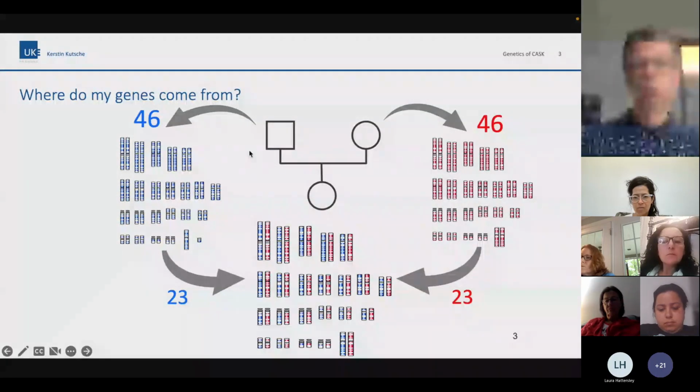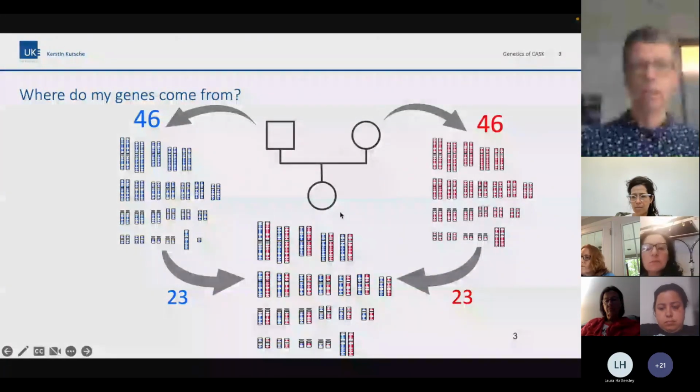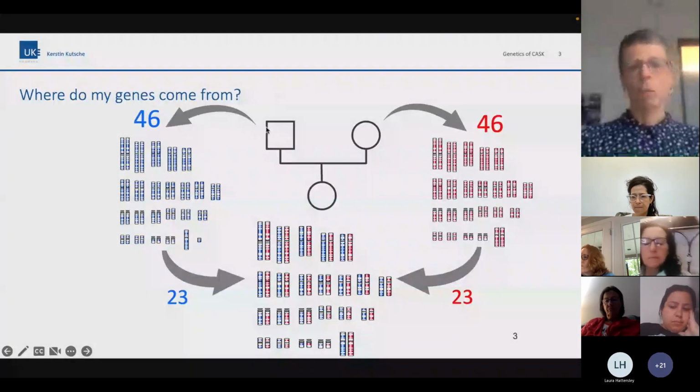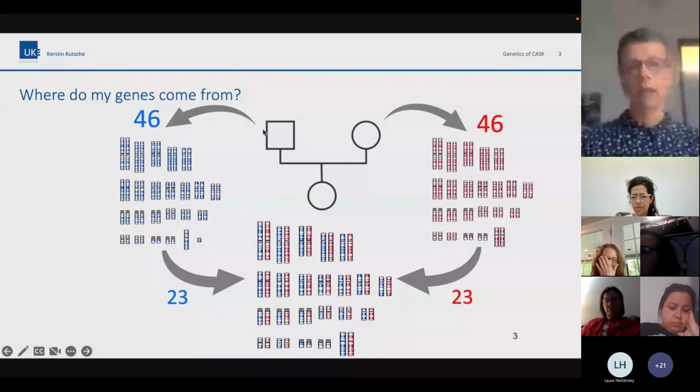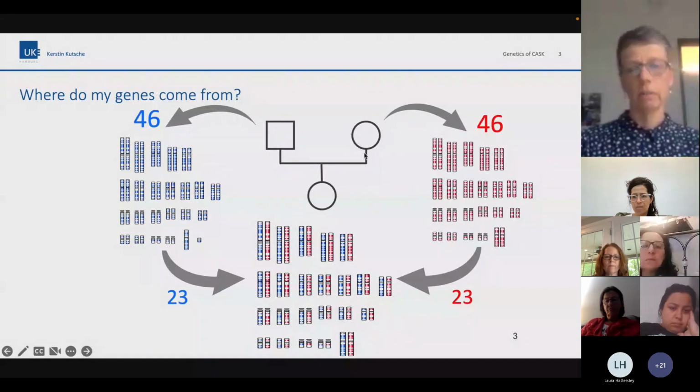And what you can also appreciate here is a pedigree, and this is actually what human geneticists draw during genetic counseling, the pedigree of your family. And you see this symbol here. This is a father or male, and here the circle, this is a female.